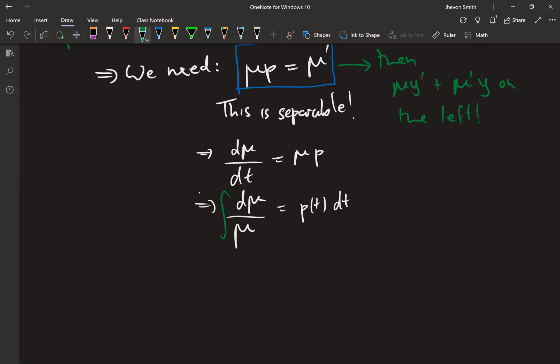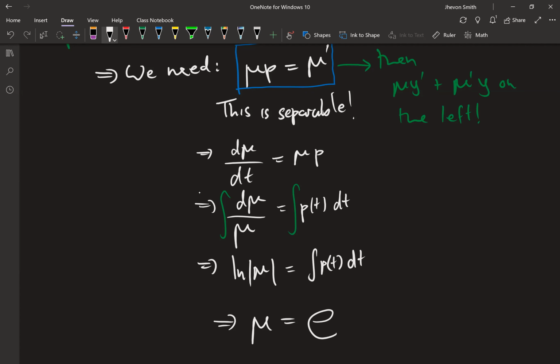I can integrate both sides. The left side is going to be ln of mu, absolute values. The right side is going to be the integral of p of t dt. Now we don't know what the p is, so I can't really tell you a formula for it, but whatever its integral is, that's what it's going to be. And at this point, I can solve for mu. This means that my mu is going to be e to the integral of the p.